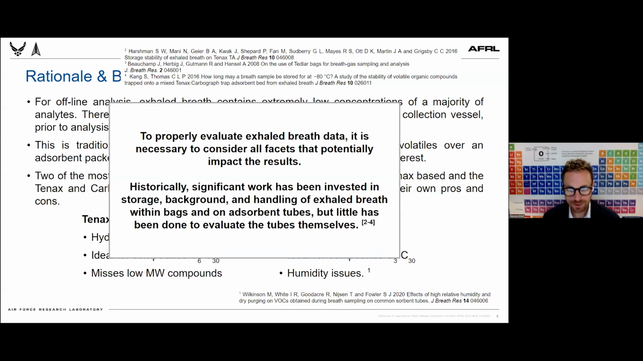So in our lab, we feel that to properly evaluate exhaled breath data, we want to consider all the facets that impact the results. And so, like I said, historically there's been a lot of work investigating storage on tubes and in bags, and background handling of exhaled breath data. But little has been done to evaluate the actual tubes themselves. And again, the references that I have are not exhaustive. There's other literature out there if you go looking.